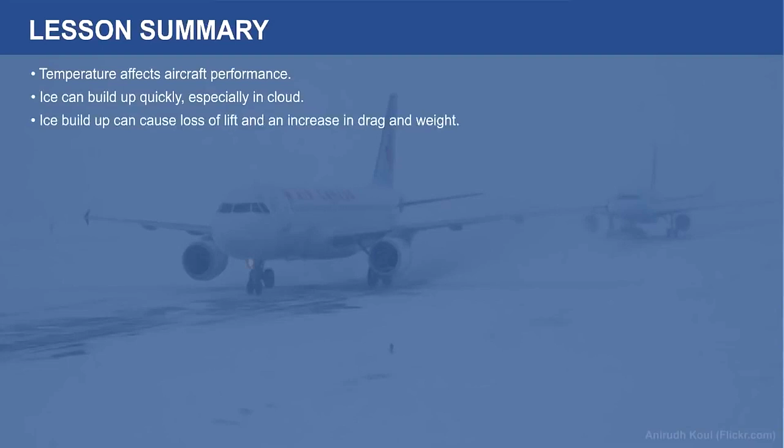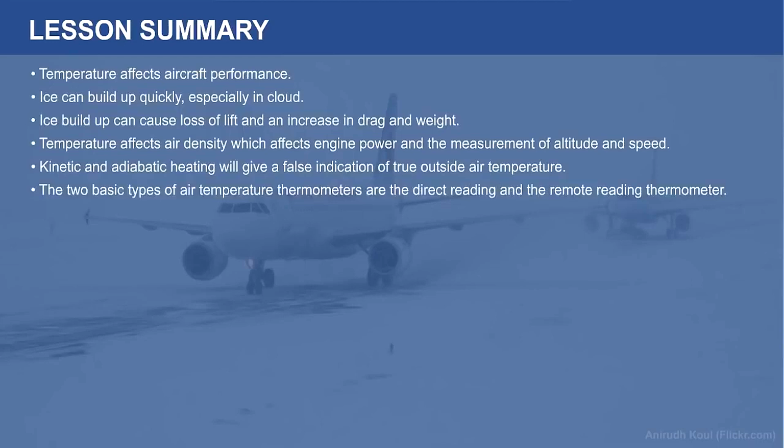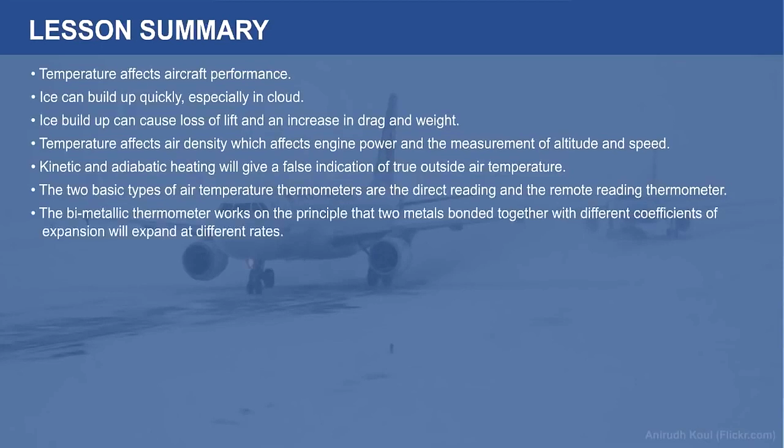Temperature affects aircraft performance. Ice can build up quickly, especially in cloud. Ice build-up can cause loss of lift and an increase in drag and weight. Temperature affects air density, which affects engine power and the measurement of altitude and speed. Kinetic and adiabatic heating will give a false indication of the true outside air temperature. The two basic types of air temperature thermometers are the direct reading and the remote reading thermometer.